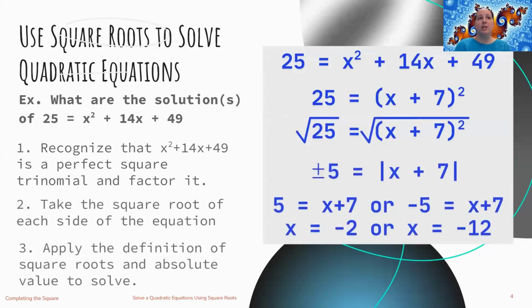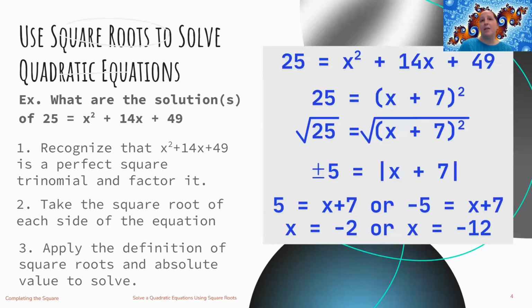So what are the solution or solutions of 25 equals x squared plus 14x plus 49? So I'm looking at the right side of my equation and I realize that x squared plus 14x plus 49 is a perfect square trinomial. And what that means is I can easily factor it into the product of two squares. So x plus 7 times x plus 7 would give me that x squared plus 14x plus 49, okay?